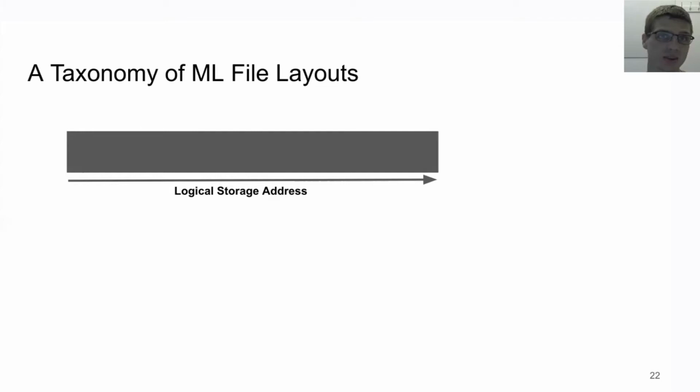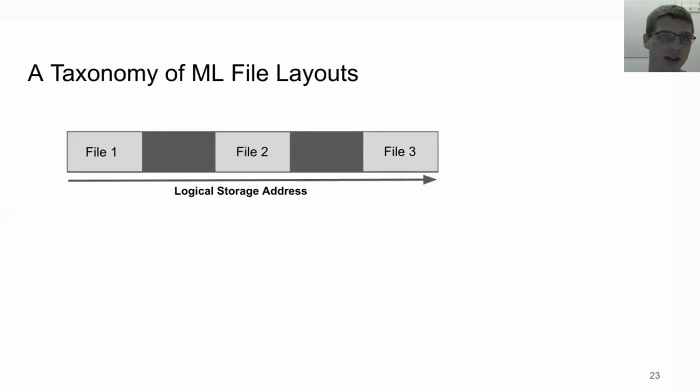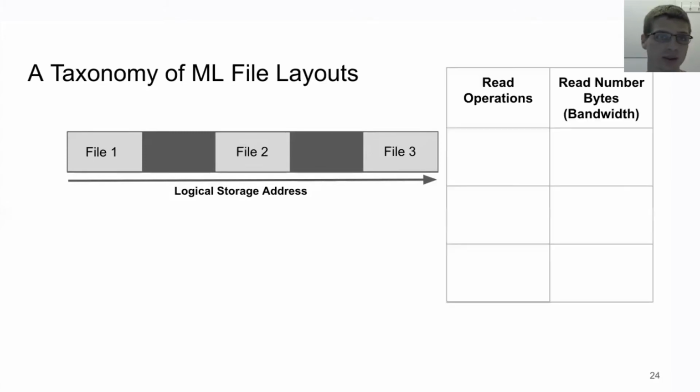On the x-axis, we show the logical storage address of a disk, which one can think of as the mapping between a disk and the file system. We will visually display files across this range to demonstrate the various layouts. For demonstration, we show 3 files scattered throughout the logical storage address. The location of each file and its length are represented by rectangles. What we want to analyze is how each layout performs on a per batch basis.